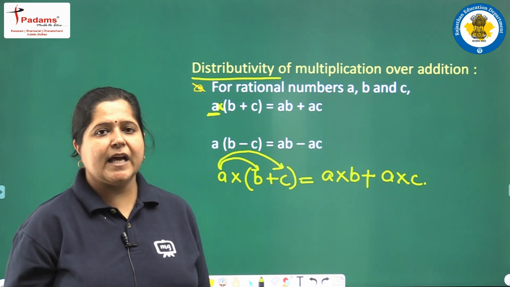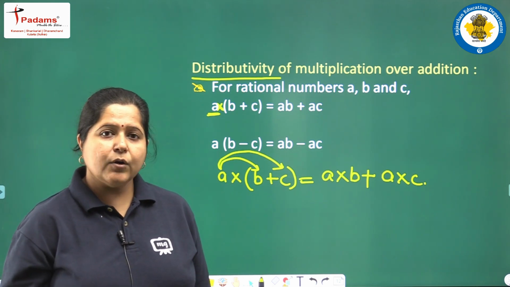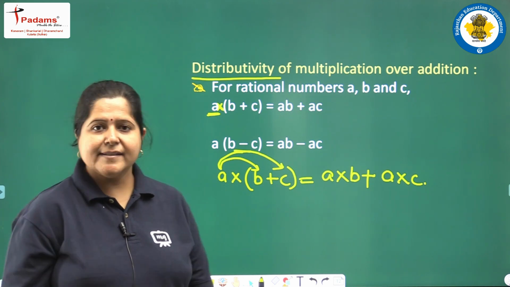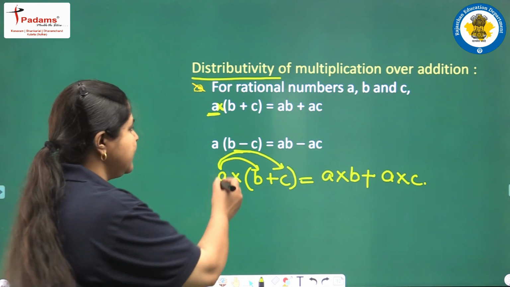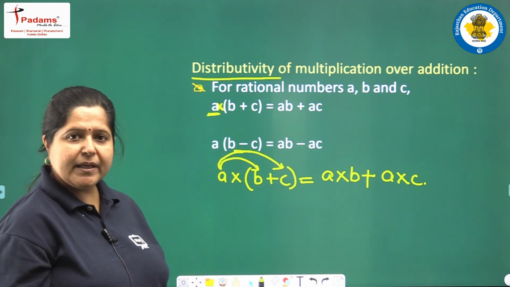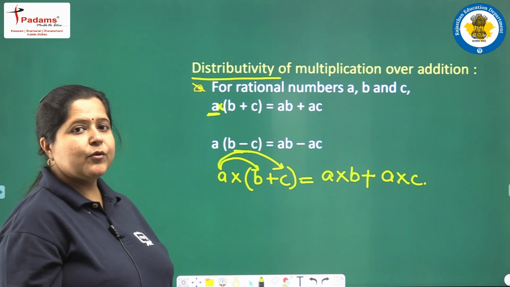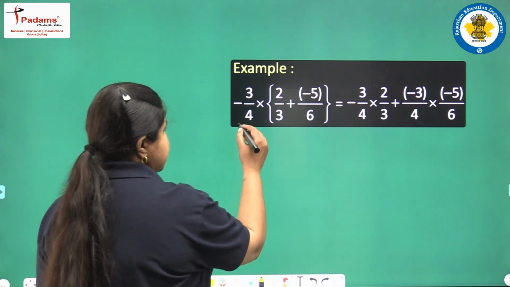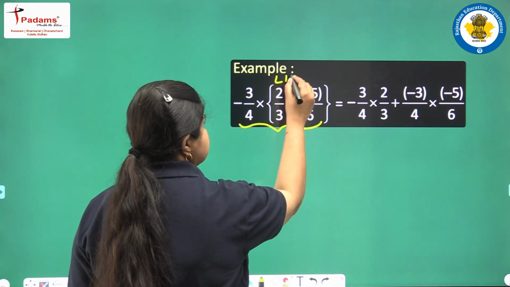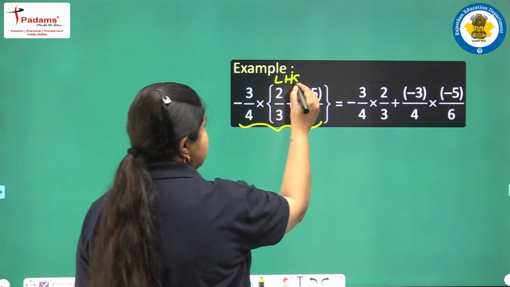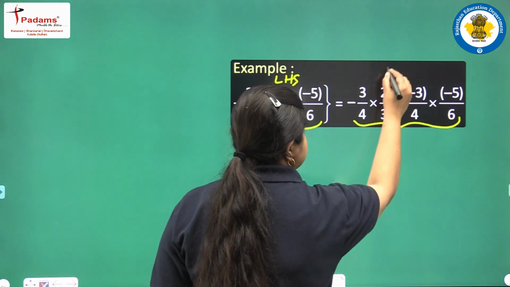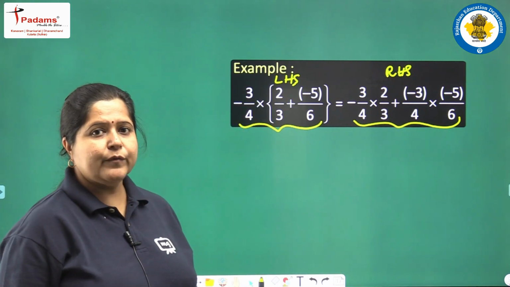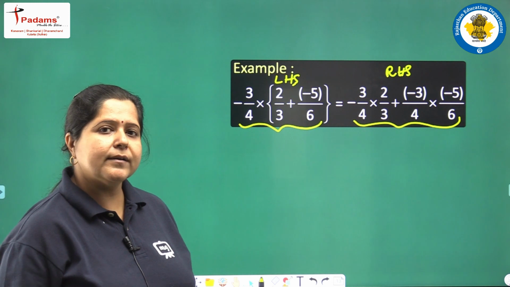We will do further examples, and this will show you how distributivity helps in simplifying and making the questions easy. Same is the case for subtraction also here. A into b minus c gives ab minus ac. We can prove this with the help of this example. We are having this example. This is the LHS part, left hand side part, and this is the right hand side part. We will find the values of both, and this will show you whether they are coming out equal or not.